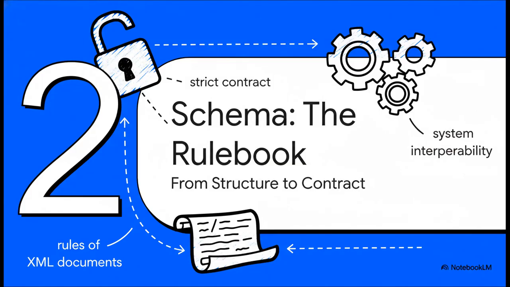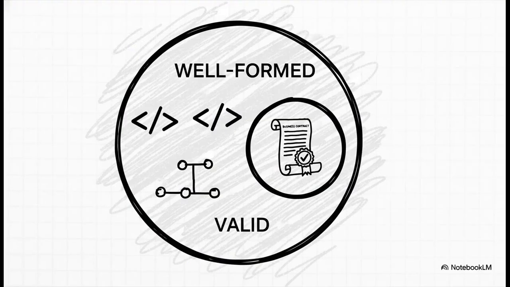Okay, so our names are sorted out, no more collisions. Let's build on that. Now we need a much more powerful way to define the rules for our XML documents. We're talking about a strict contract that both the sender and the receiver can agree upon and validate against. Now, we've touched on this before, but it's an absolutely critical distinction to get right. Well-formed just means the syntax is correct. But valid? That means the document follows a predefined business contract. And for any serious, real-world application, validity is everything.